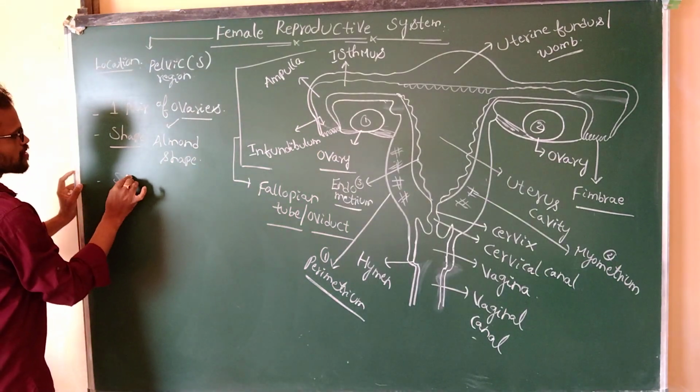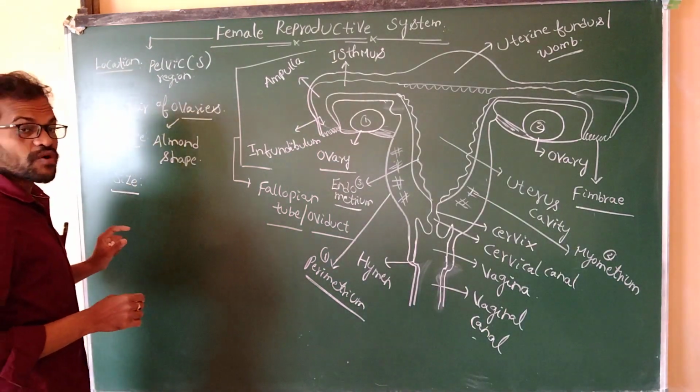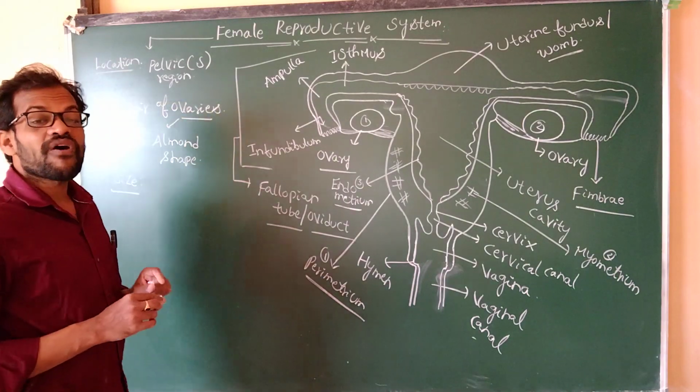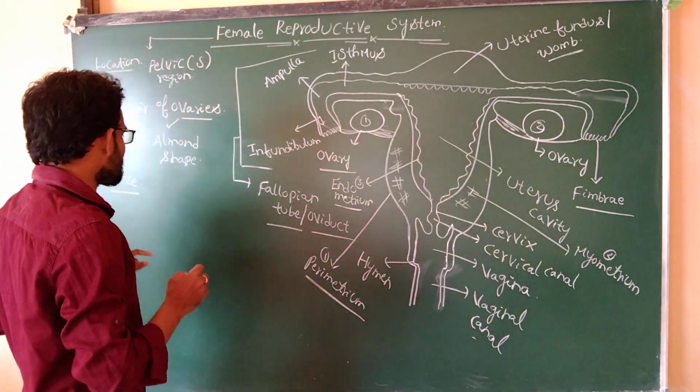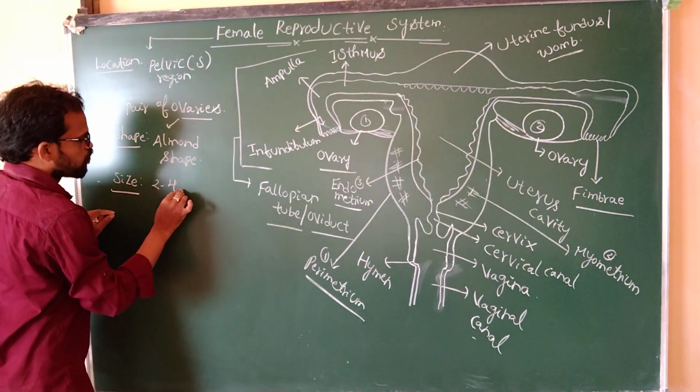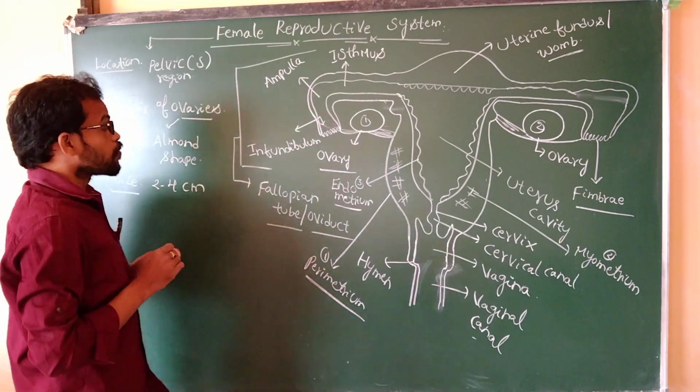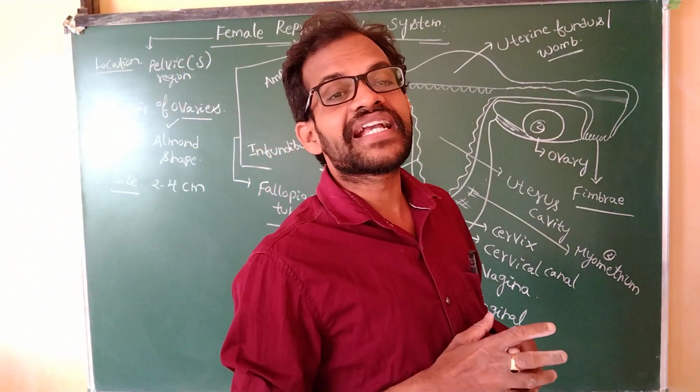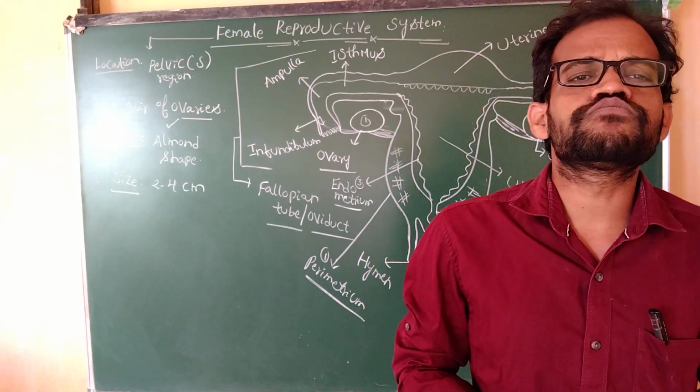The size of the ovaries is 2 to 4 centimeters. The ovaries are located in the pelvic region, below the abdominal cavity.